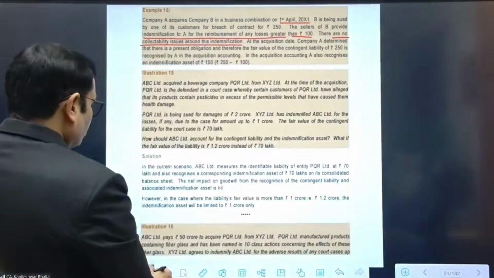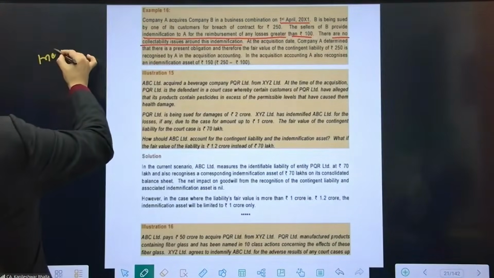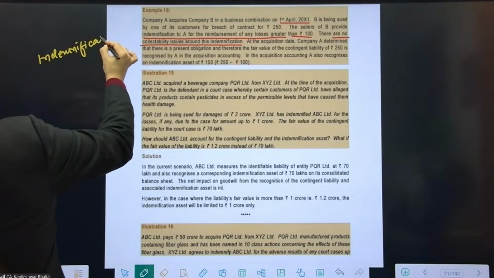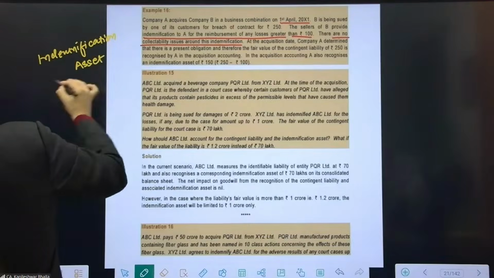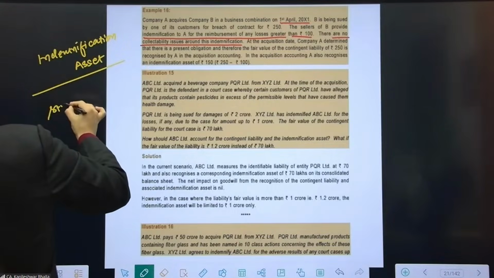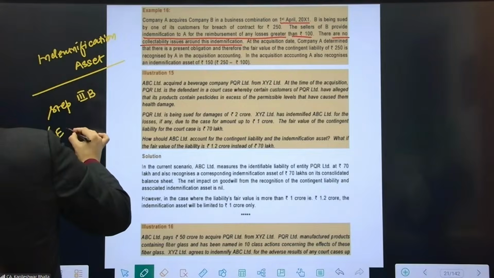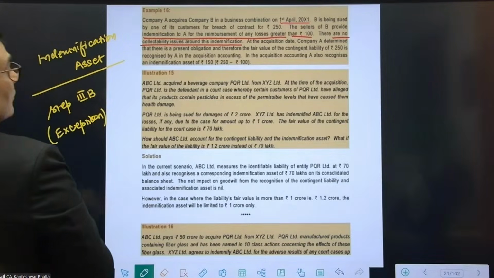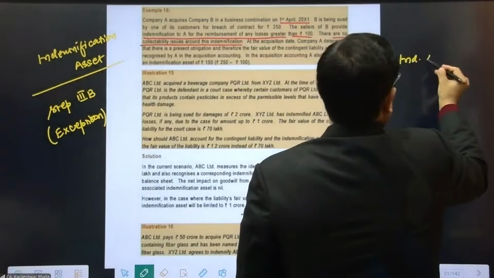So let's put down something out here. So this is on the indemnification assets. To remind you, we are working on the step number 3B, that is exception. So we're working on the example on the exception. So let's also put it down: indemnification assets.